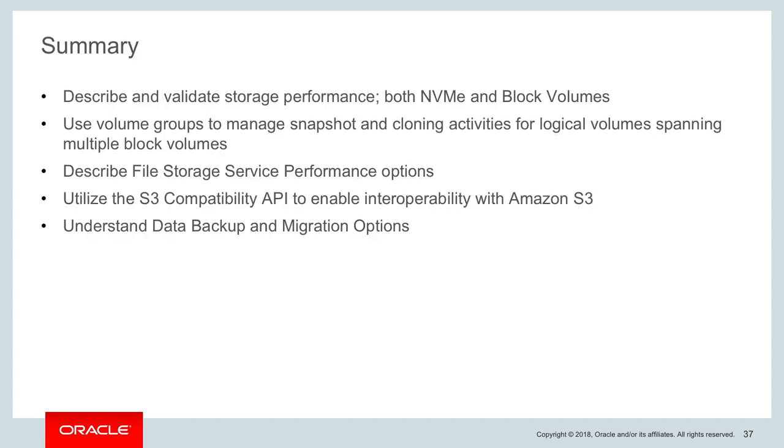Okay. So here's the summary. We went over how to describe and validate storage performance, both for NVMe and block storage. We used volume groups, and you understand how to use volume groups and manage backup, snapshot and cloning with that. We described file storage performance options, utilized S3 compatibility APIs to enable that with Amazon S3, and covered data backup and migration options.